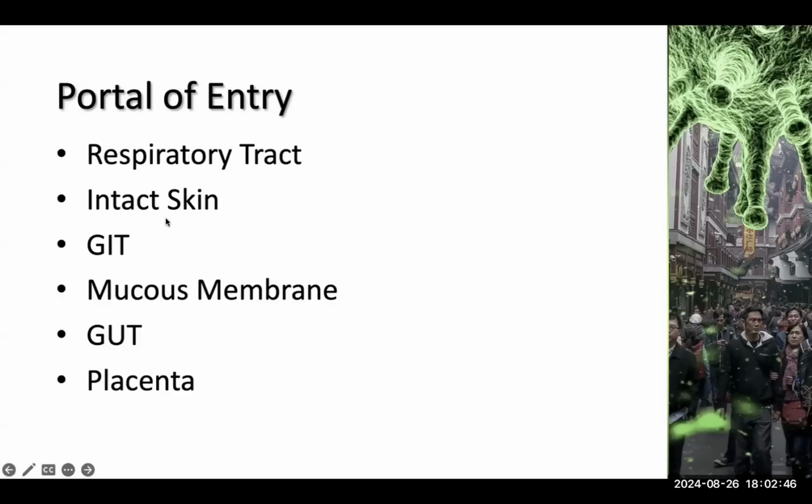Intact skin includes the sexually transmitted infections. Gastrointestinal tract includes those who go through the orofecal route. This includes the diarrheal diseases. Mucous membrane includes HIV, and the genitourinary tract includes the sexually transmitted diseases also. And placenta, this includes those who have mother-to-child transmission. This includes HIV and the famous monkeypox right now.